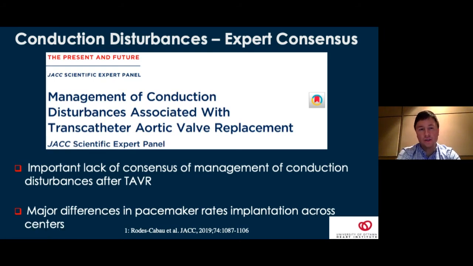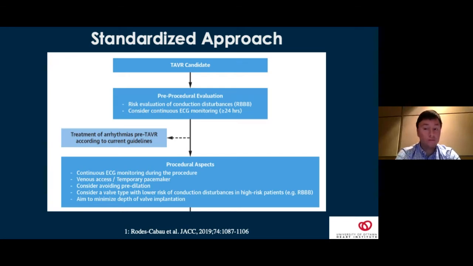In terms of conduction disturbances, there was an expert consensus published in JACC in 2019 that proposed a standardized approach to patients with conduction disturbances, in the context that many centers were using different approaches. The most important aspects are the pre-procedural evaluation of the patient, the adequate implantation technique, as well as the selection of the transcatheter heart valve. In fact, in TAVI patients, about half of conduction disturbances occur before you actually do the valve implantation, such as during wire manipulation or balloon valvuloplasty. That's something to keep in mind. In terms of procedural aspects, a temporary pacemaker is a main part, trying to avoid predilatation and considering a valve type with lower risk of conduction disturbances, particularly in high-risk patients.